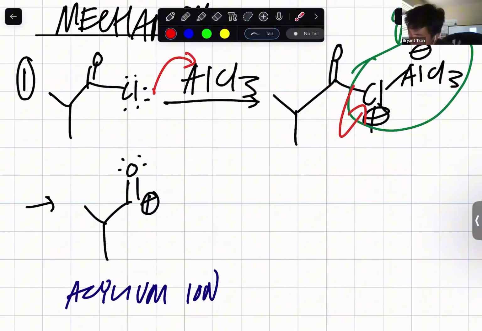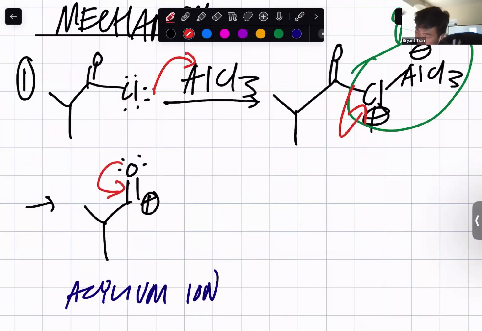Right? Because we have an acyl here, and an ion represents a charge. We have a charge on the acyl group. Acylium ion. Now, this isn't the major resonance structure because this carbon here is missing an octet. It only has 2, 4, 6 electrons. So it doesn't have a full 8 electrons.